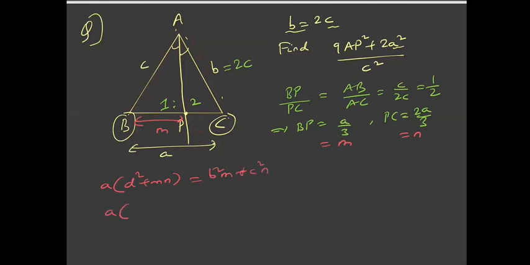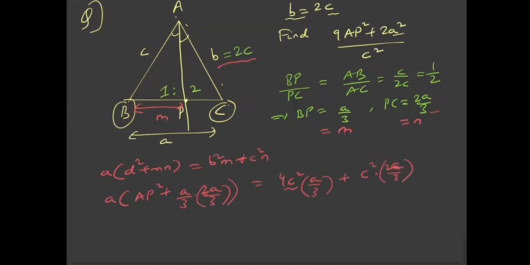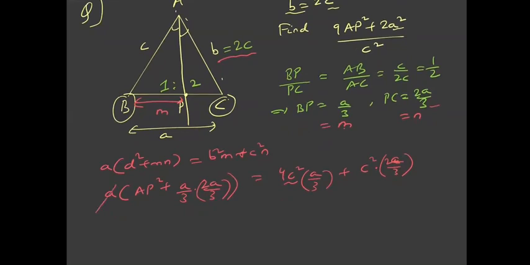So a into d is AP here and the value of m is a by 3. The value of n is 2a by 3. This is equal to b square. Instead of b square, I can write it as 4c square because b is 2c. 4c square into the value of m, which is a by 3, plus c square into the value of n, which is 2a by 3. Fine. So let us cancel a on both sides of the equation.